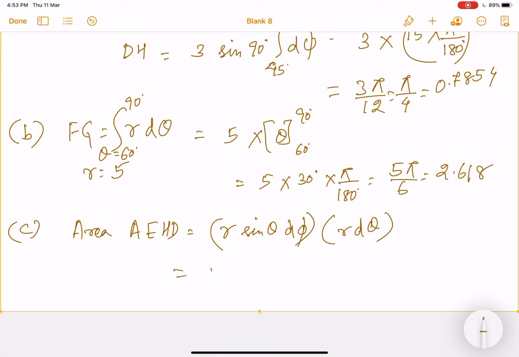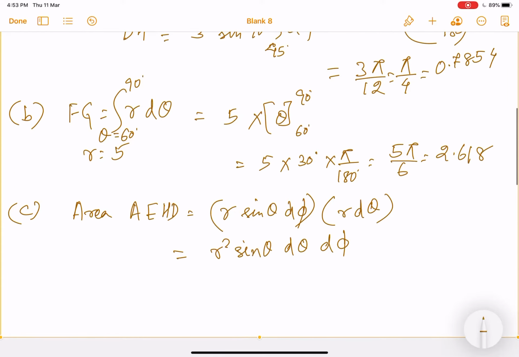All right, so this is basically r squared sine theta dr d theta d phi. Okay, and what is fixed over here? Fixed is r equal to 3. It's already given to us in the question. Others are all variable, that is theta and phi. So my theta will vary from 60 degrees to 90 degrees and phi from 45 degrees to 60 degrees.